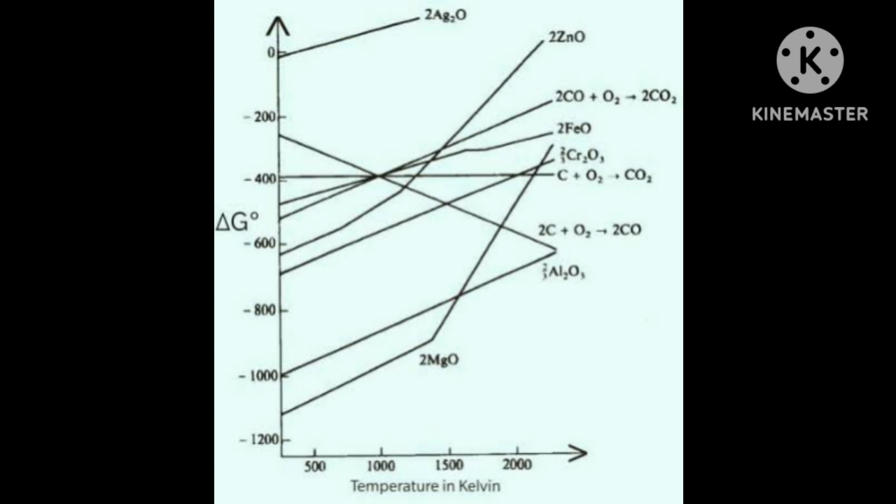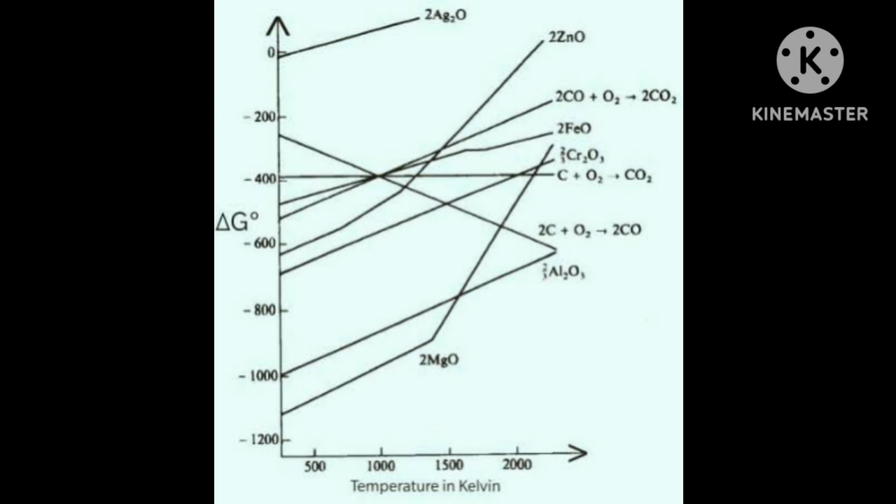Reducing agent, what will it do? It will take the oxygen, and only metal will be left. From the metal oxide, the reducing agent takes away the oxygen, so the metal oxide will lose oxygen, and at that time the reducing agent will be oxidized. This is the important thing.